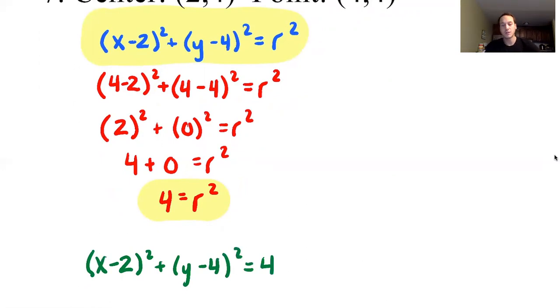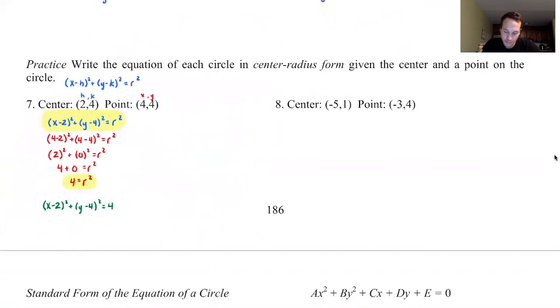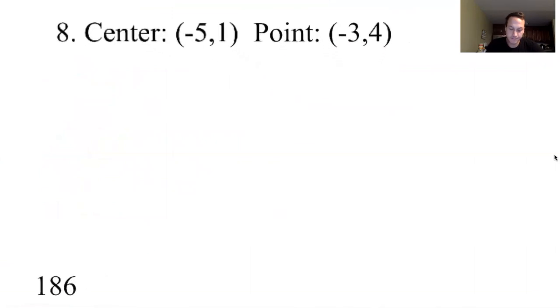I don't need to solve for r because it didn't ask me that. It just says write the equation of each circle in center radius form given the center and a point. So I'll let you guys try this one.